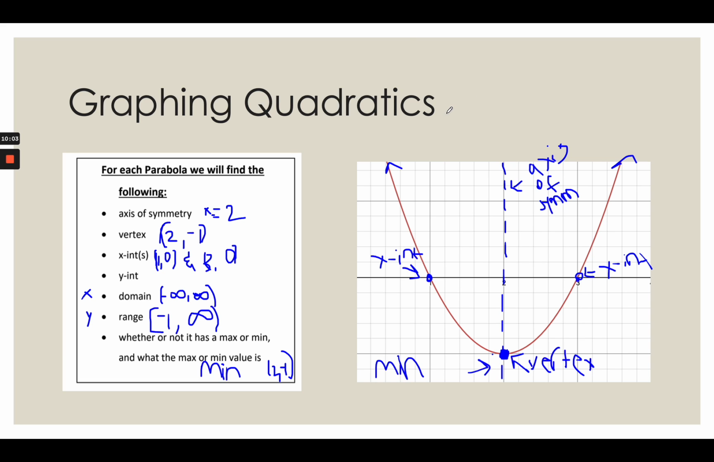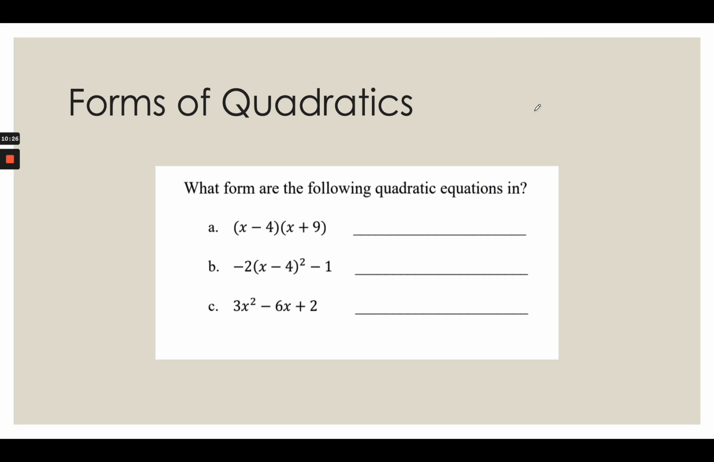Now, sometimes your parabola may go this way. In this case, you'd have a max point because that's the highest point on the graph. So that's the difference between max and min. Remember, this flips when there's a negative sign in front of your equation. Okay? All right, moving on, forms of quadratics.